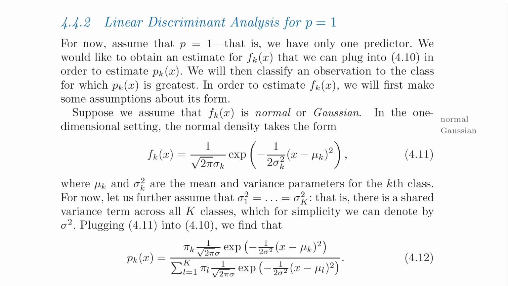We're taking the simplest case where the relationship between the response variable, the y, is against a single predictor variable. That's what we mean by p equals 1. P counts the number of predictor variables.